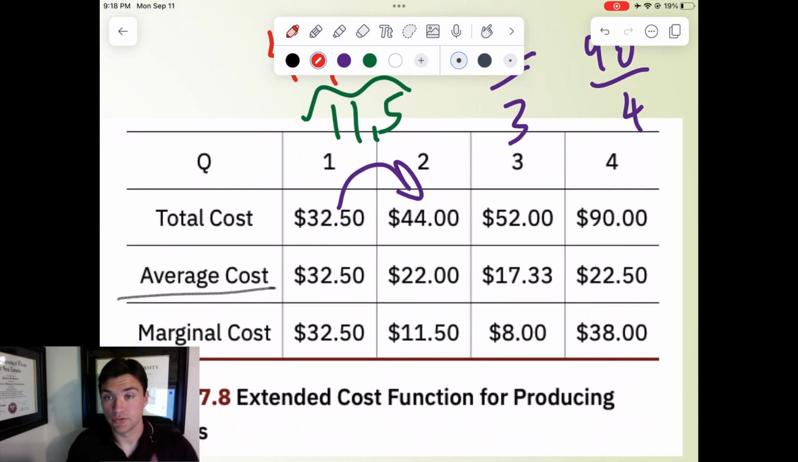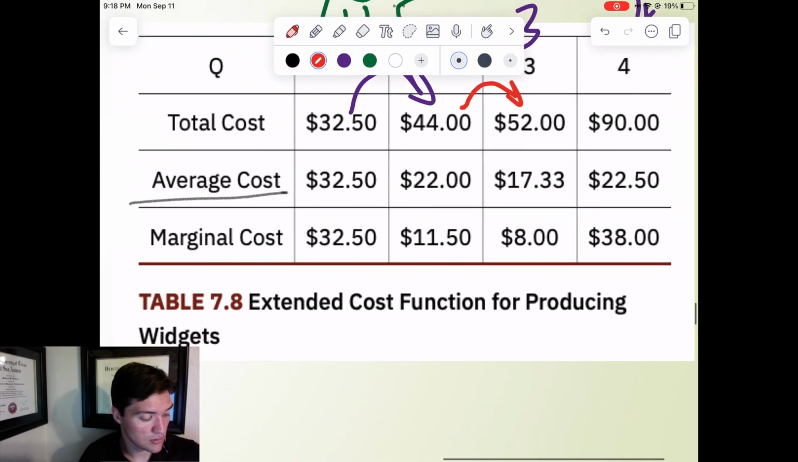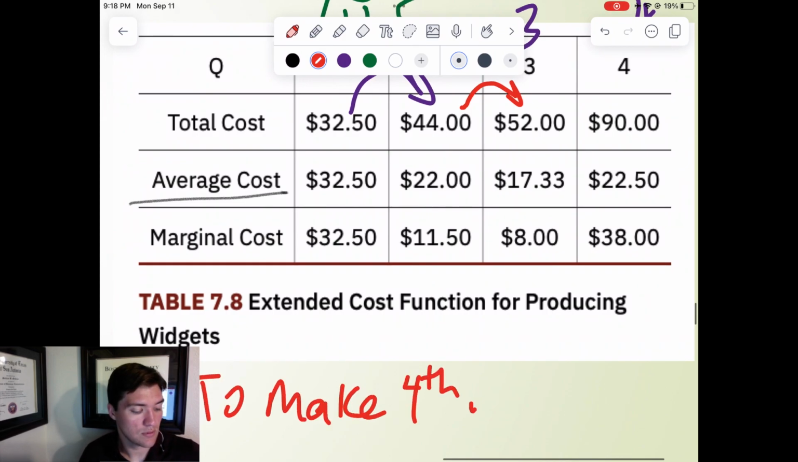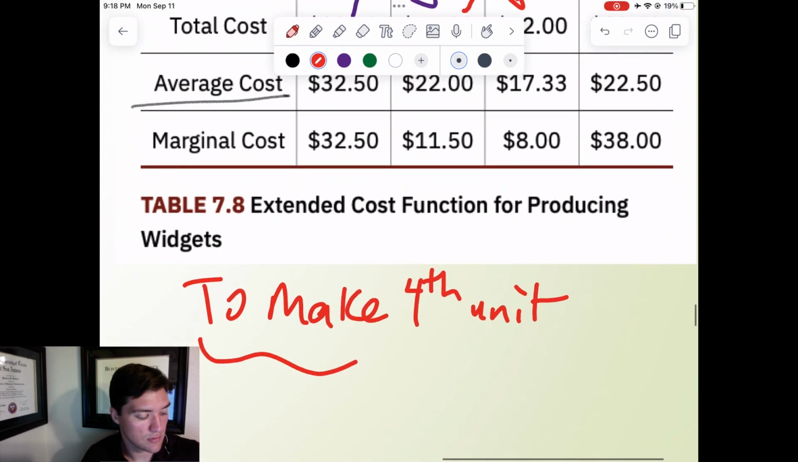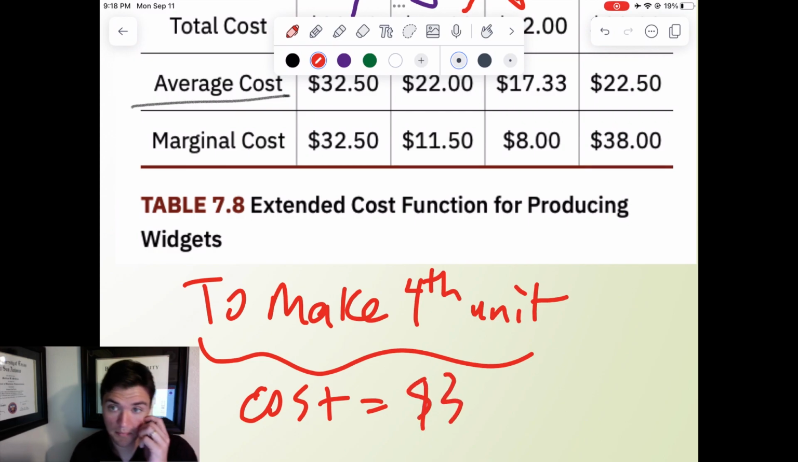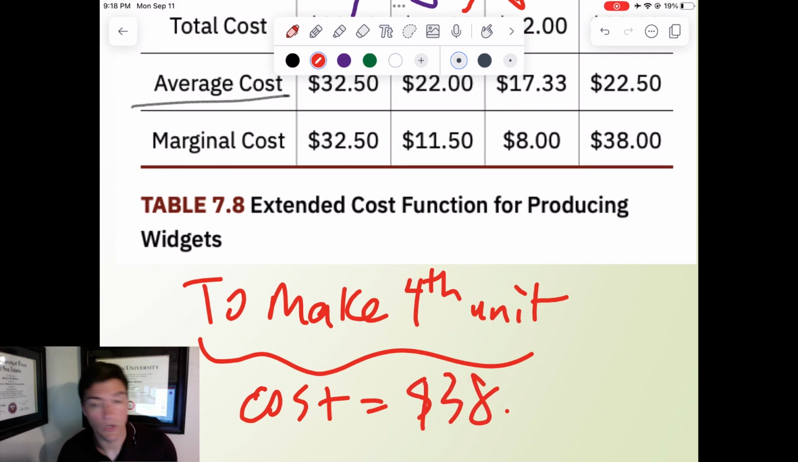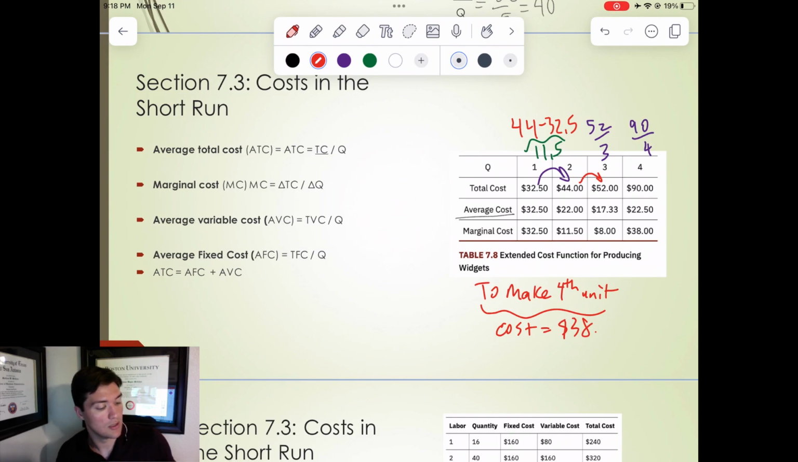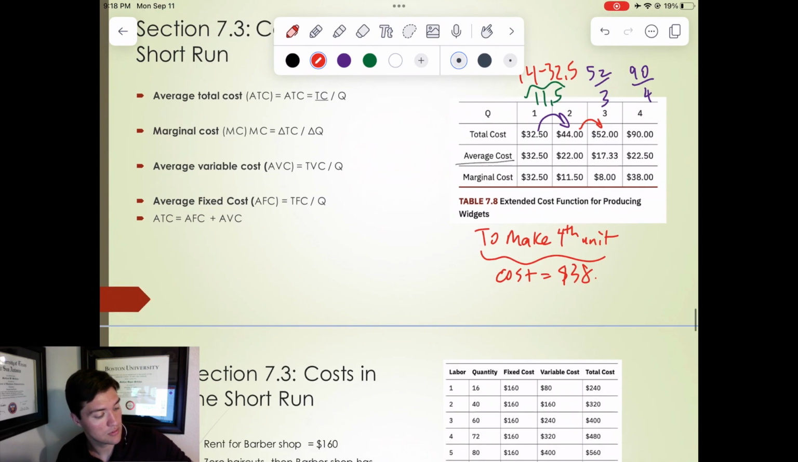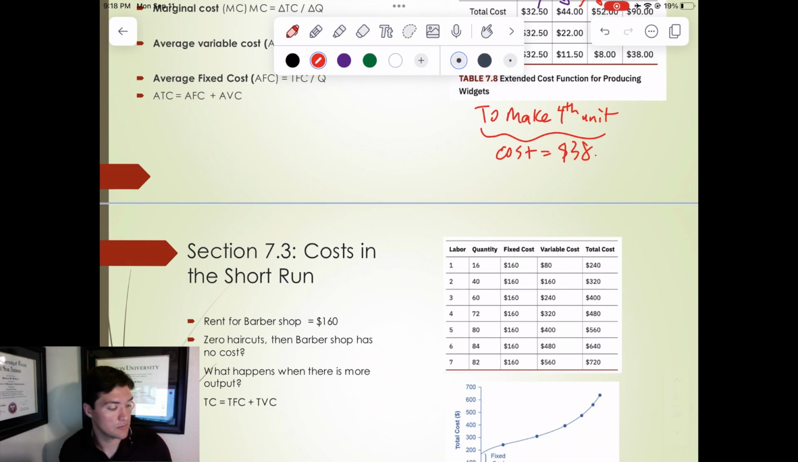Then the third one's going to cost you 8, because we're going from 44 to 52, so that's a cost of 8. And then you go from 52 to 90, and that's going to be a marginal cost of 38. So that means to make the fourth unit, it costs 38. Okay, so that's what's happening there on marginal cost. So let's do a little chart here.